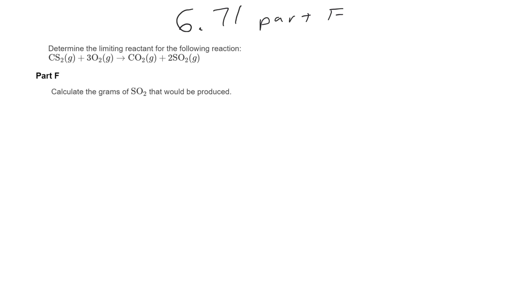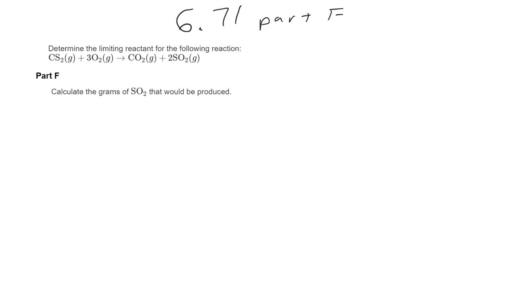Okay, let's take a look at this one real quickly here. Determine the limiting reactant for the following reaction. Calculate the grams of sulfur dioxide that would be produced. We're not going to do the limiting reactant part. I'm assuming you've done that already. Well, actually, we have to do that in order to determine the grams of, we also need some more information.